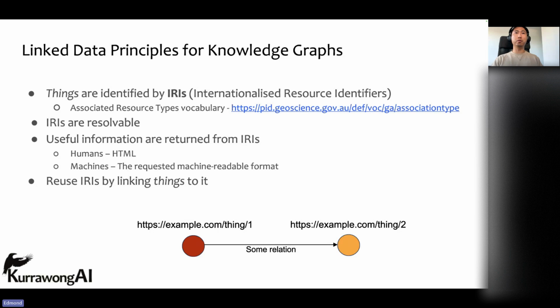It's important for your resources that are identified with IRIs to then be linked by other things that are identified by IRIs. And then from there, you slowly build up a network of graphs and edges to form your knowledge graph.